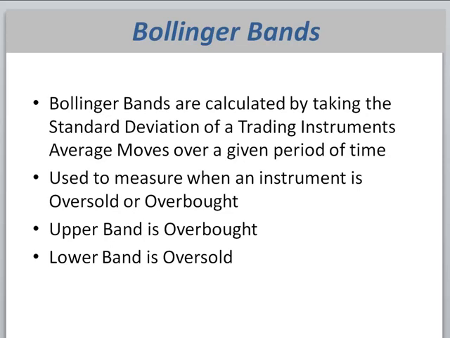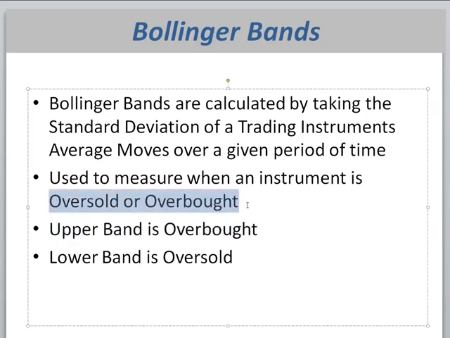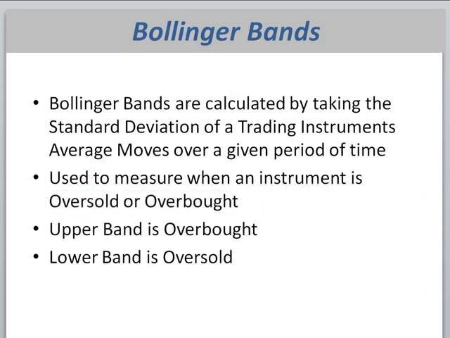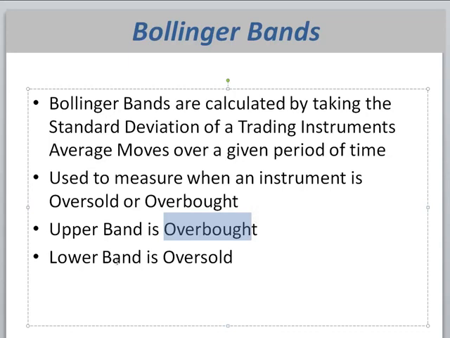Bollinger Bands are calculated by taking the standard deviation of a trading instrument and the average moves over a given period of time. Basically, what you've got to know is that they're used to measure when instruments are oversold or overbought. If a trading instrument trades up to its upper band, that means it's overbought. If it trades to its lower band, that means it's oversold.